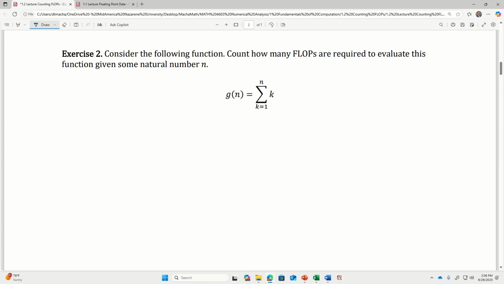Here's another one to think about. How many flops are required to evaluate this function given some natural number n?